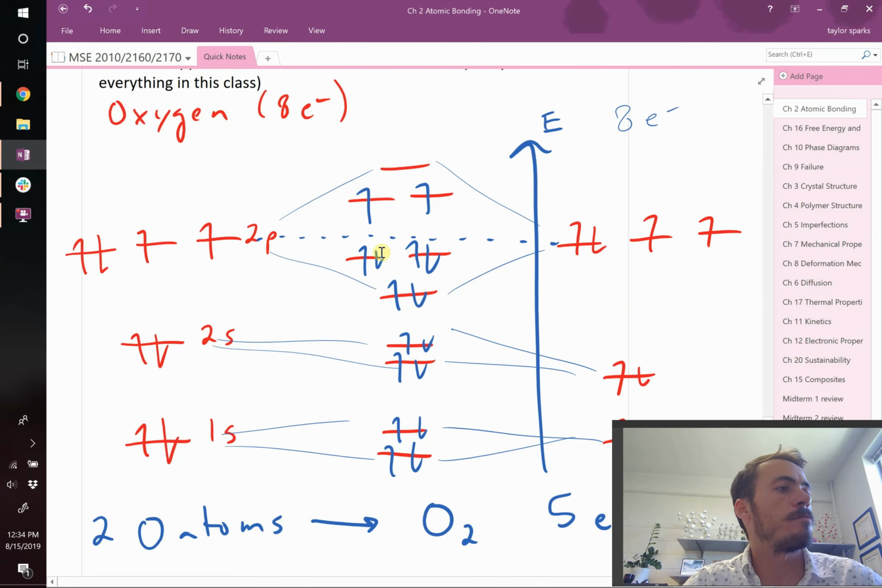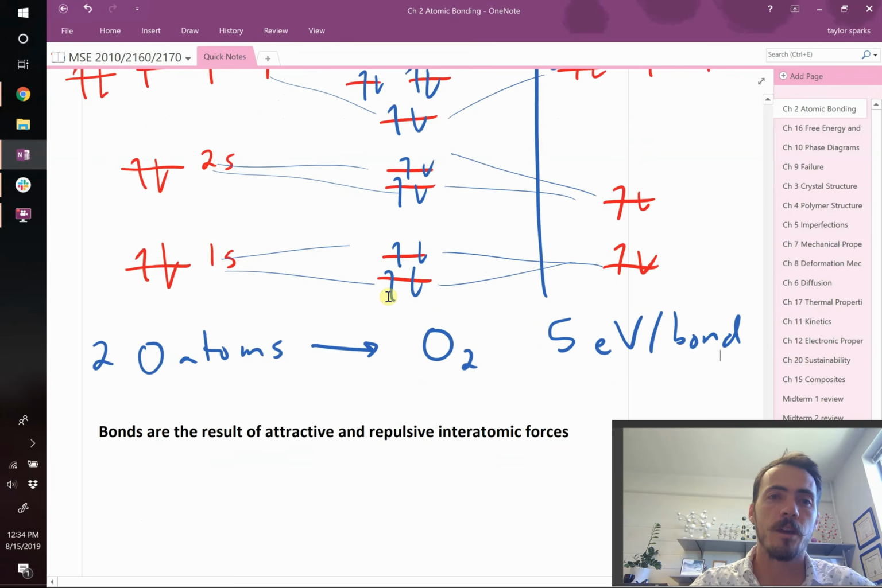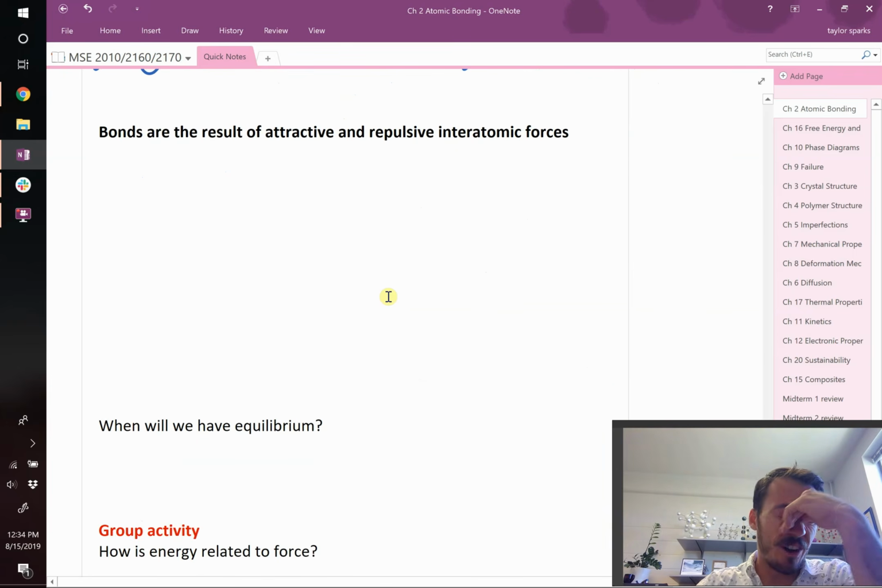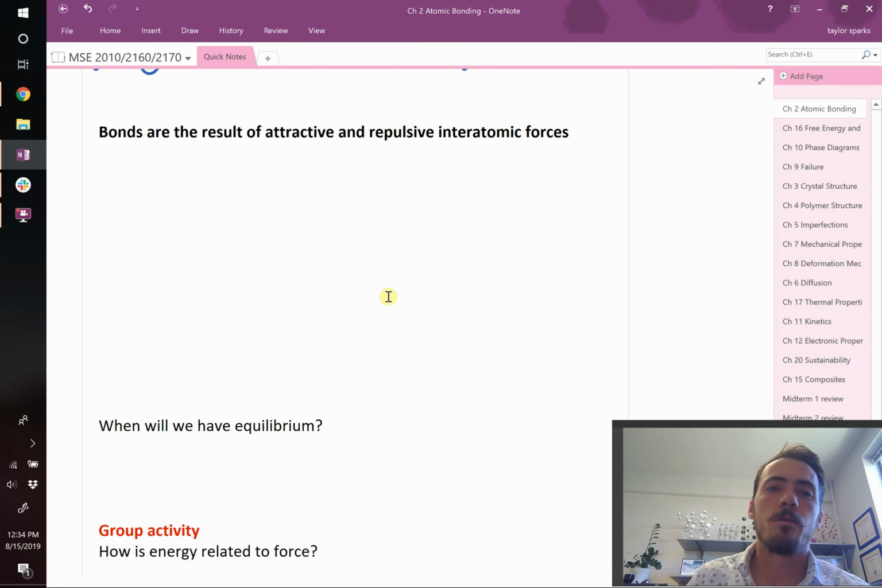Even though our air is mostly nitrogen around us, like we're breathing 21% oxygen and 78% nitrogen, nitrogen doesn't bond with things nearly as much. It's mostly inert because it's more strongly bound. And that's a good thing, because we need oxygen to bond to things, or everything would be different on this planet. Okay? Now, let's switch gears and let's talk about a lot of the properties that we care about by thinking about bonds as the result of attractive and repulsive interatomic forces. Okay, so let's draw this out.